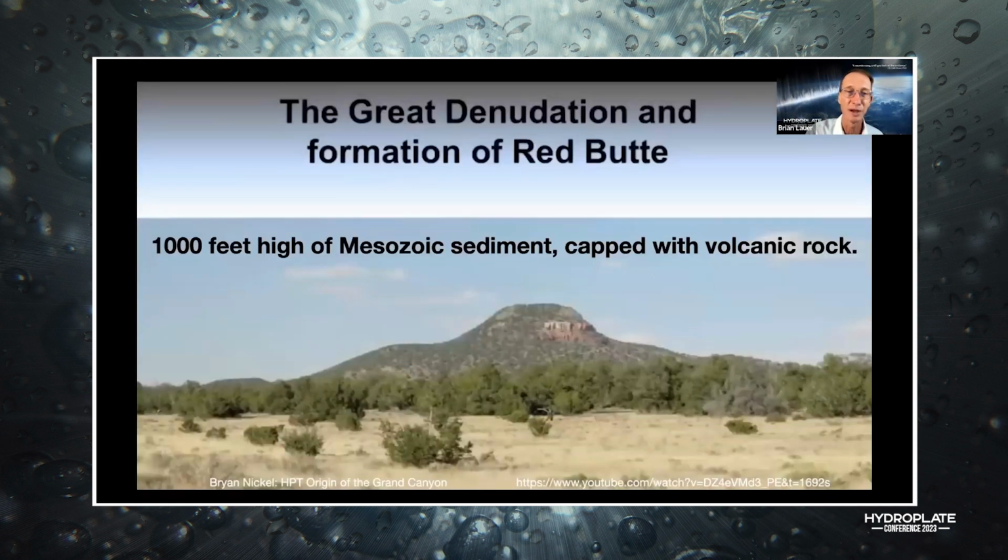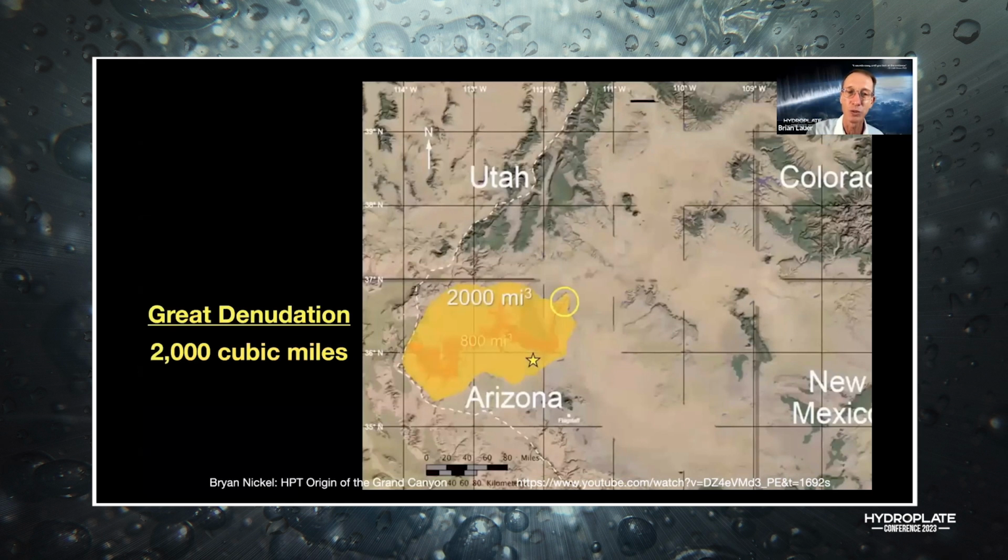Yeah, raise your hand if you've been to Red Butte. That's 1,000 feet of sediment capped with volcanic rock. That whole area was covered with 1,000 feet of sediment. So that's how you got that. That's how you remove the 2,000 cubic miles. All that stuff was washed away.